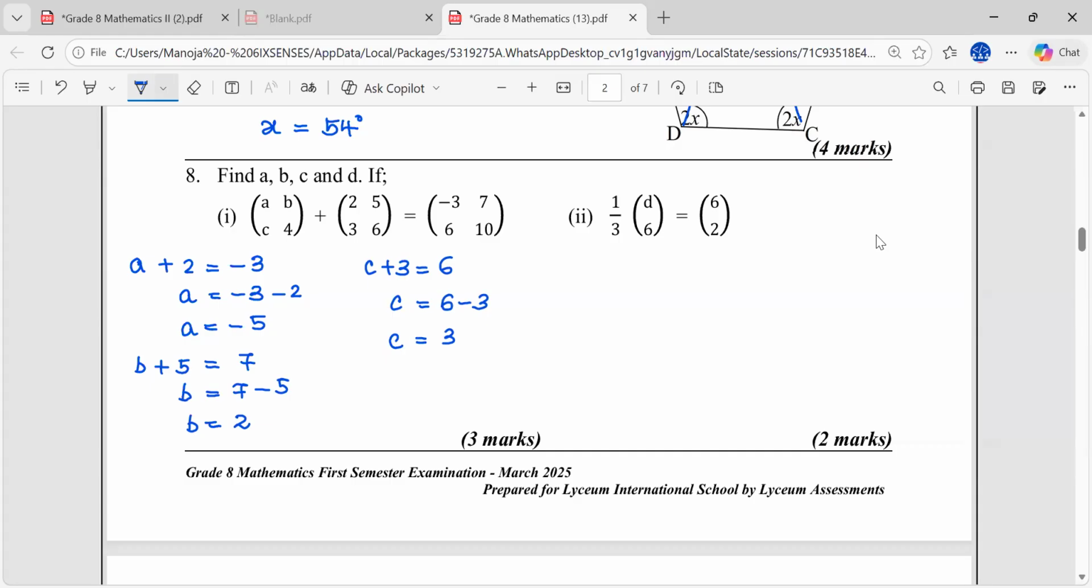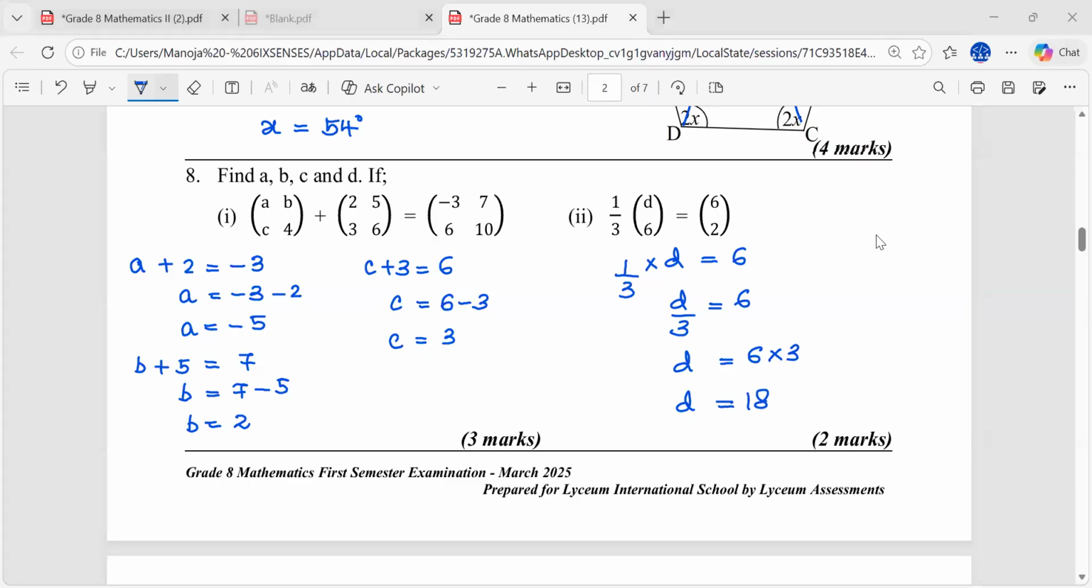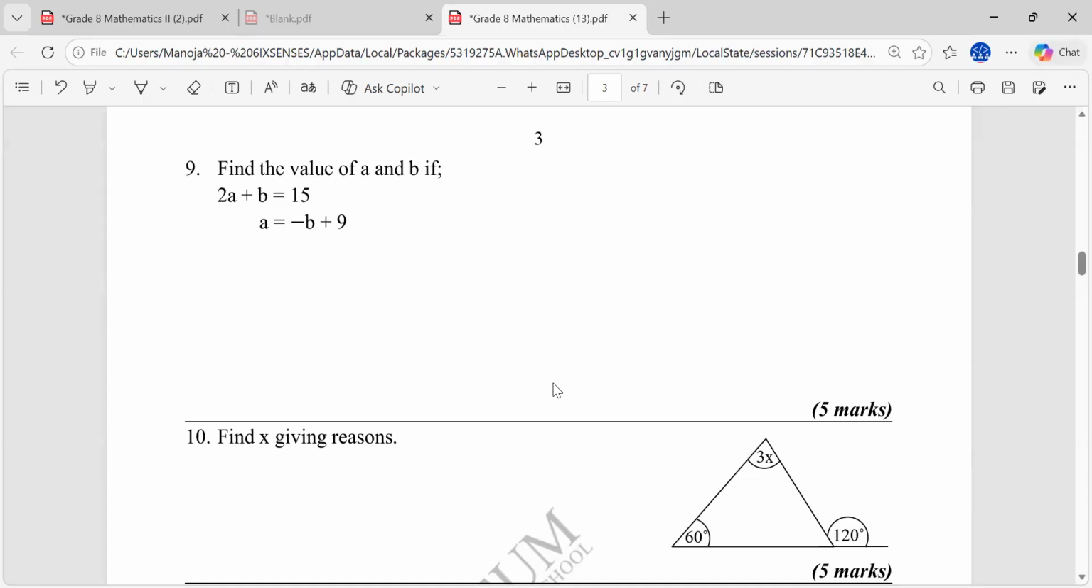And the D, how do you get it? 1/3 multiplied by D gives me 6. That means D over 3 equal to 6 and D is equal to 6 multiplied by 3. D is equal to 18. Right? Okay. So then the next one, here you want to find the value of A and B.